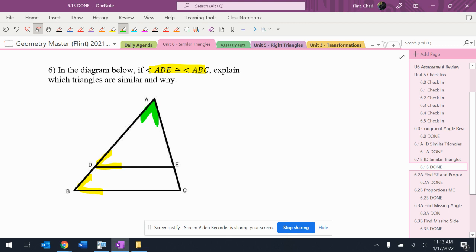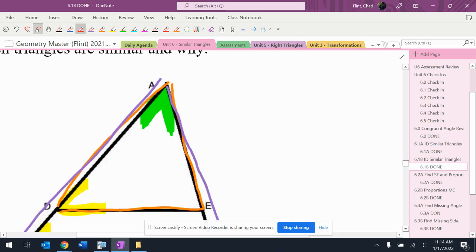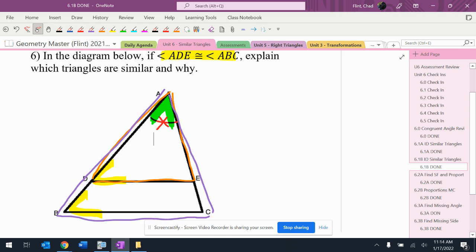If you're taking this class from me, that green angle up there is actually in two different triangles. It's in this orange triangle, and it's also in this purple triangle. Now, it can't change from one triangle to the other. Okay, that's called the reflexive property when something is in two different triangles. And we put an X on it when we were looking at it.